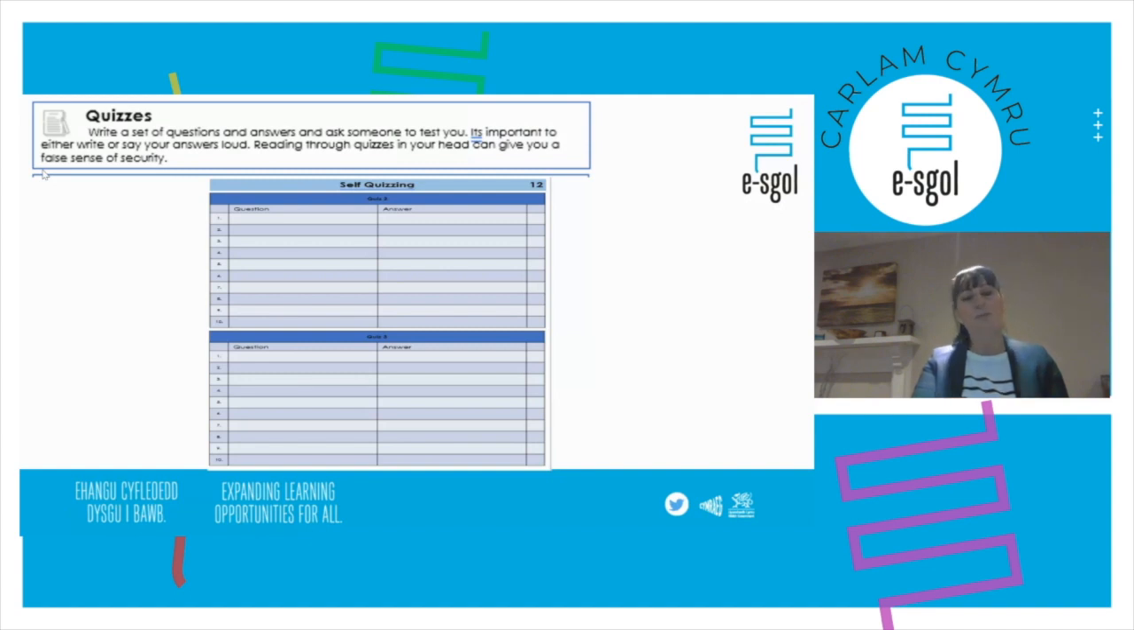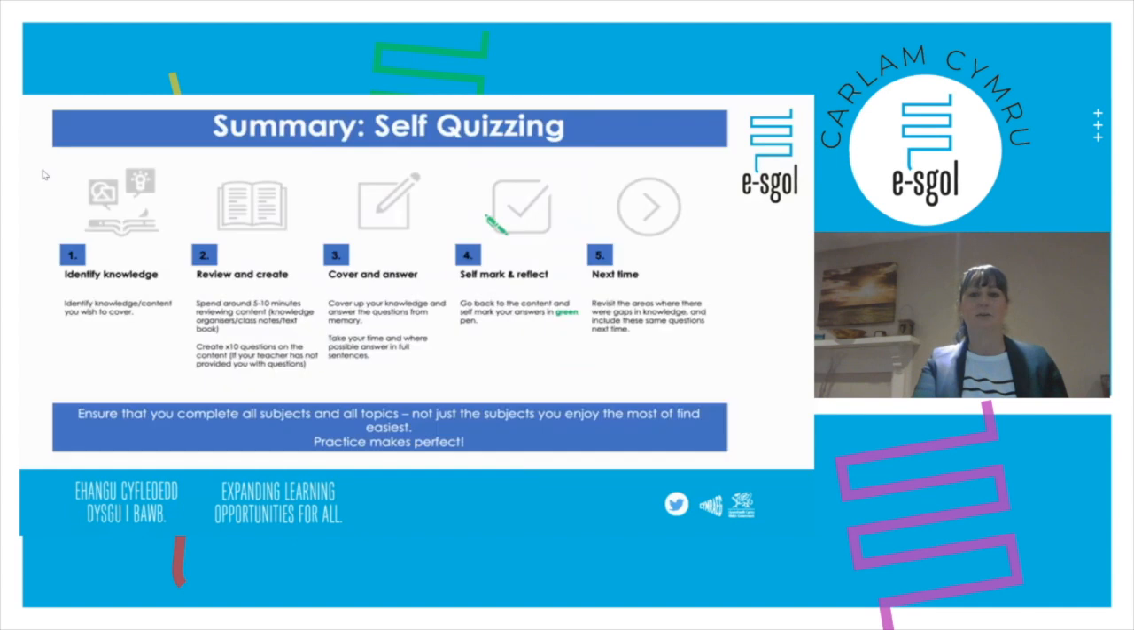It's important, remember, to either write or say your answers out loud, because as we know, just thinking about them in your brain, sometimes you don't necessarily know the full answer. When it comes to having to say it out loud or writing it down, that is the best check, really, to know that you know the work. So reading through the quizzes in your head can give you a false sense of security. So make sure you are writing or saying the answers aloud.